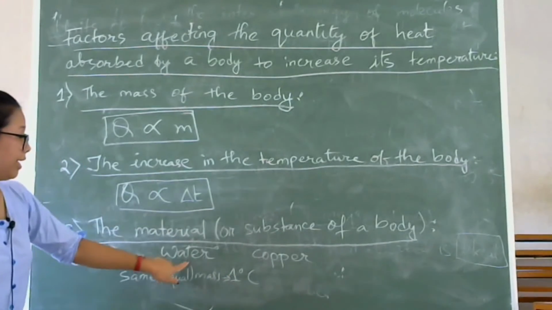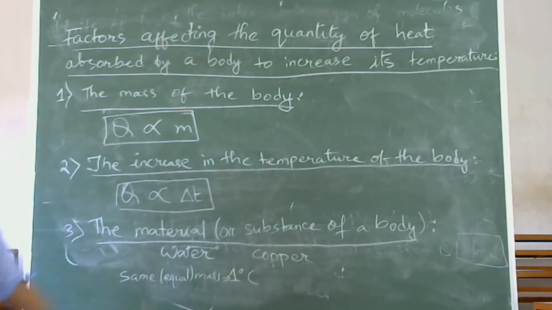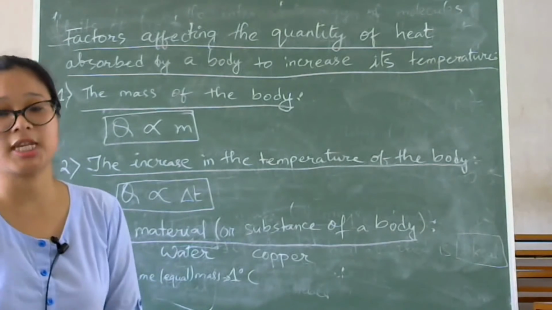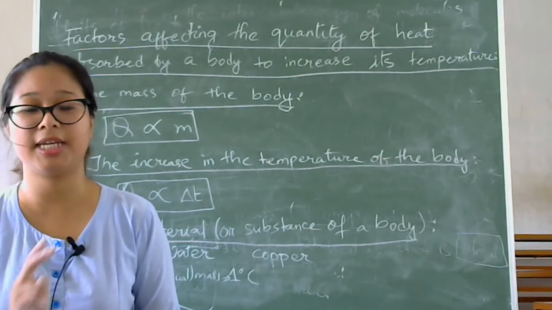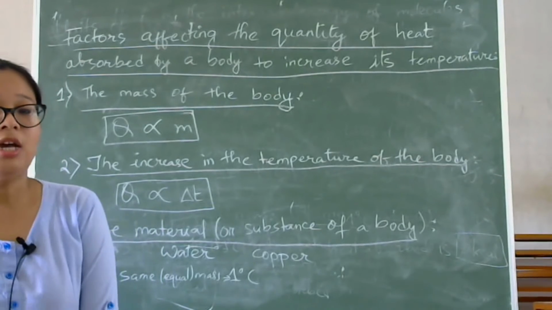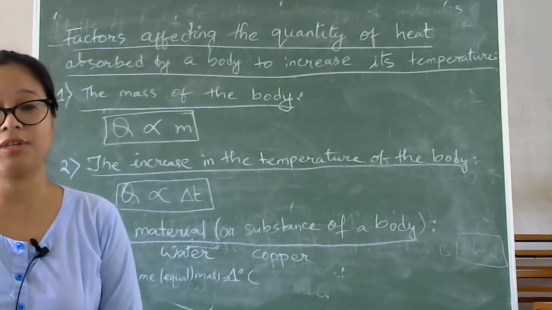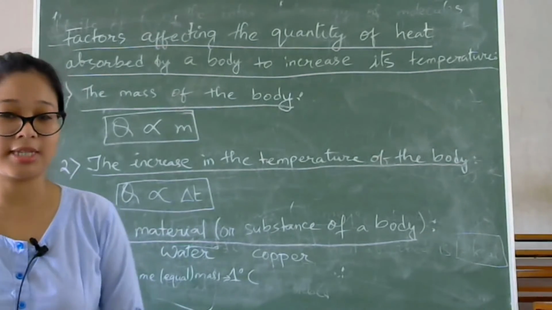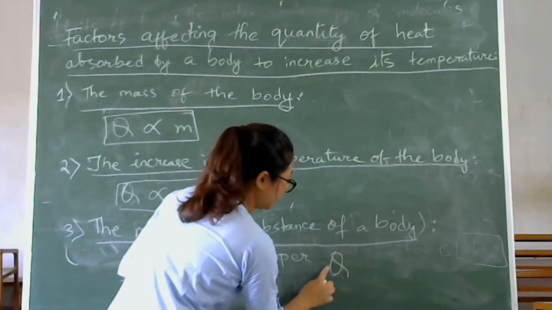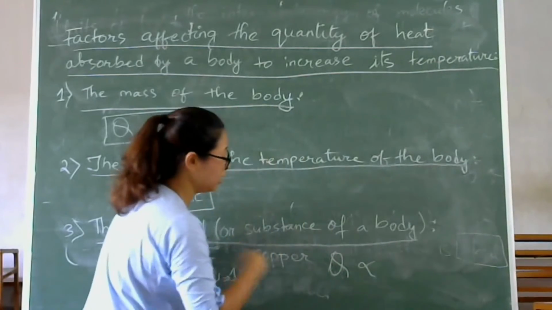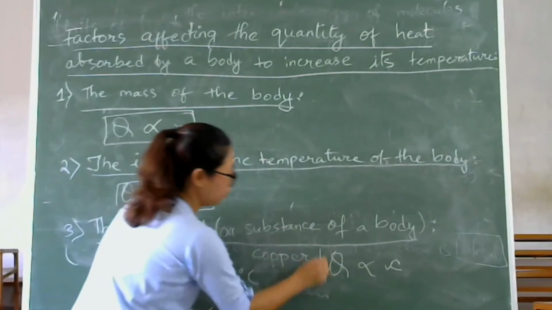All right, I take two substances, water and copper, of equal mass, and I want to raise their temperature by 1 degree Celsius. We will see that the heat absorbed by water is nearly 10 times the heat absorbed by copper. So the heat absorbed will be different for both substances because of the difference in the material or substance. And this is given as the specific heat capacity.